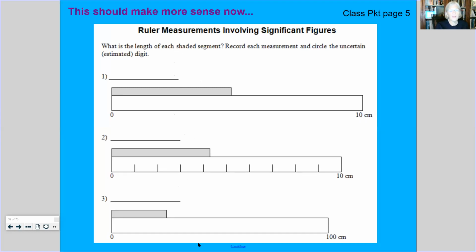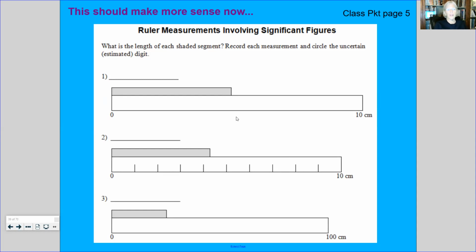On the class packet, page 5, I have some interesting measurements for you to make. These too are in Schoology posted with answers, but we should practice them. Notice this first ruler goes from 0 to 10. That's the only line I have, a 0 and a 10. I have to guess every number between 0 and 10. That means that number is my uncertain number.